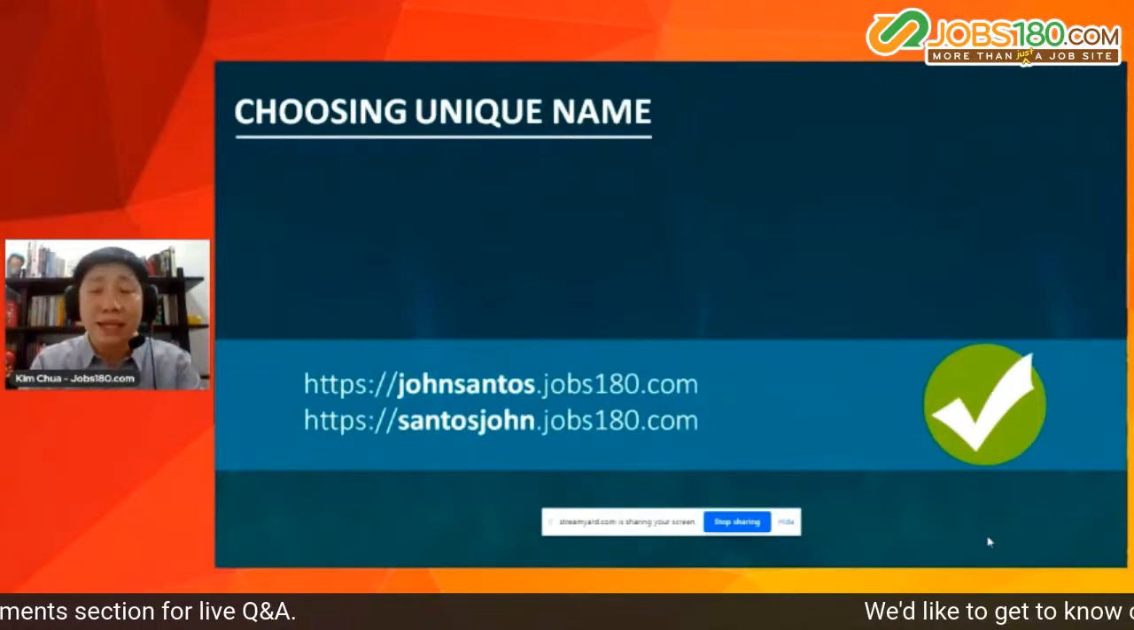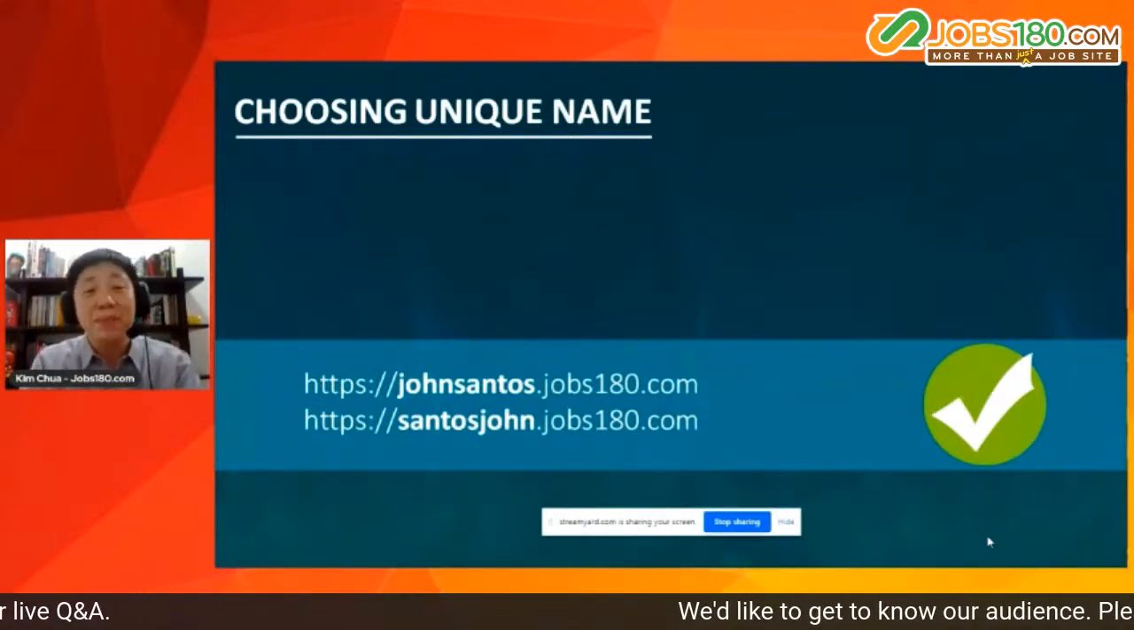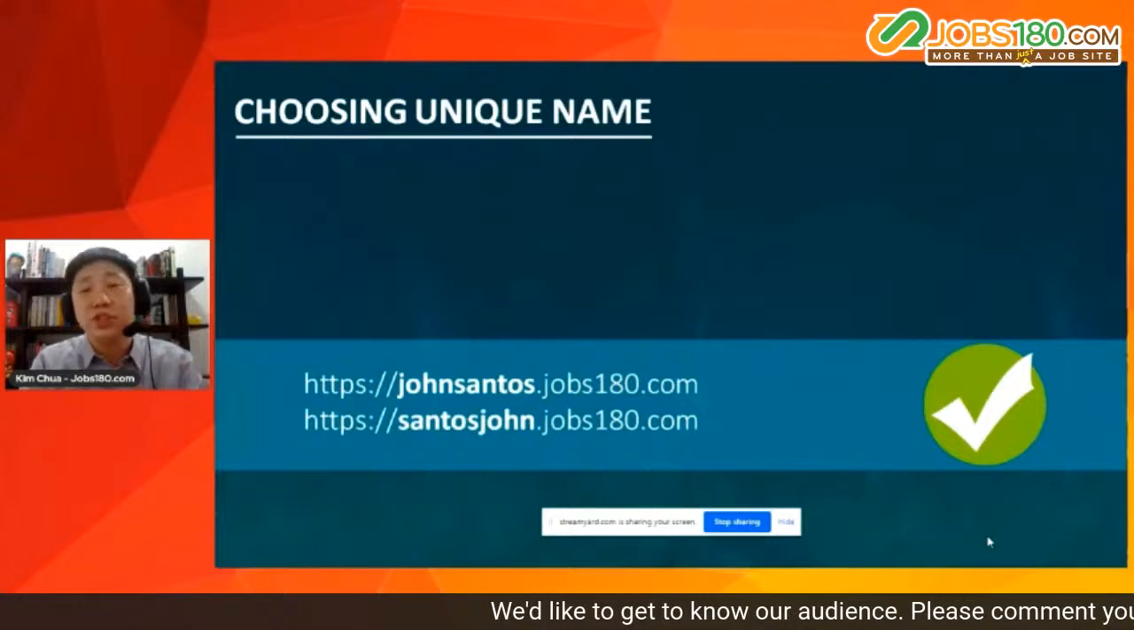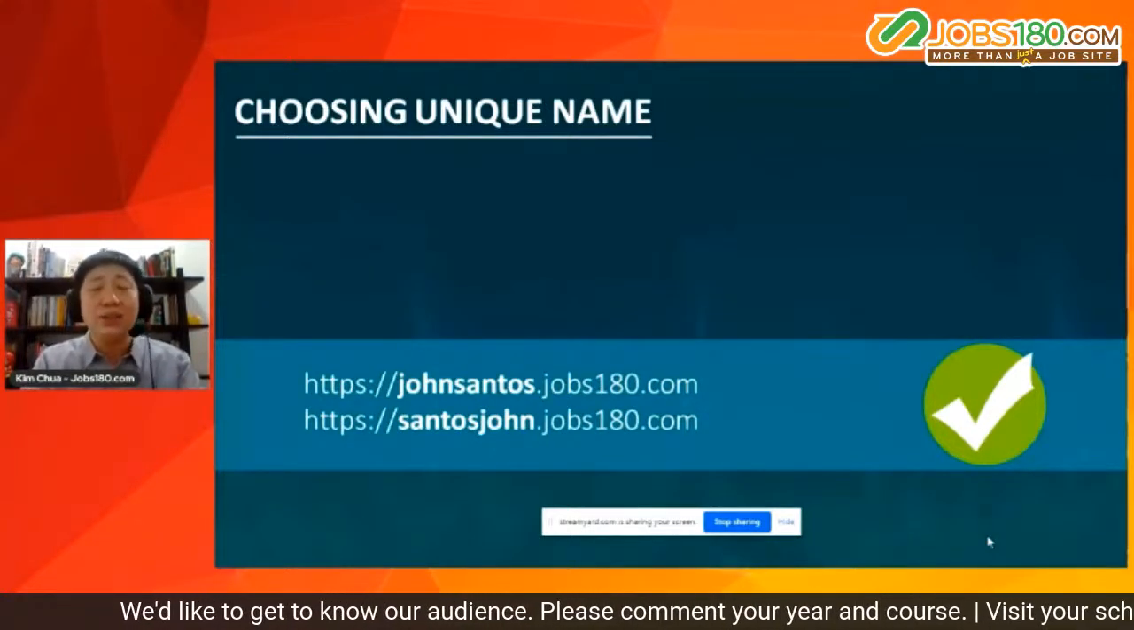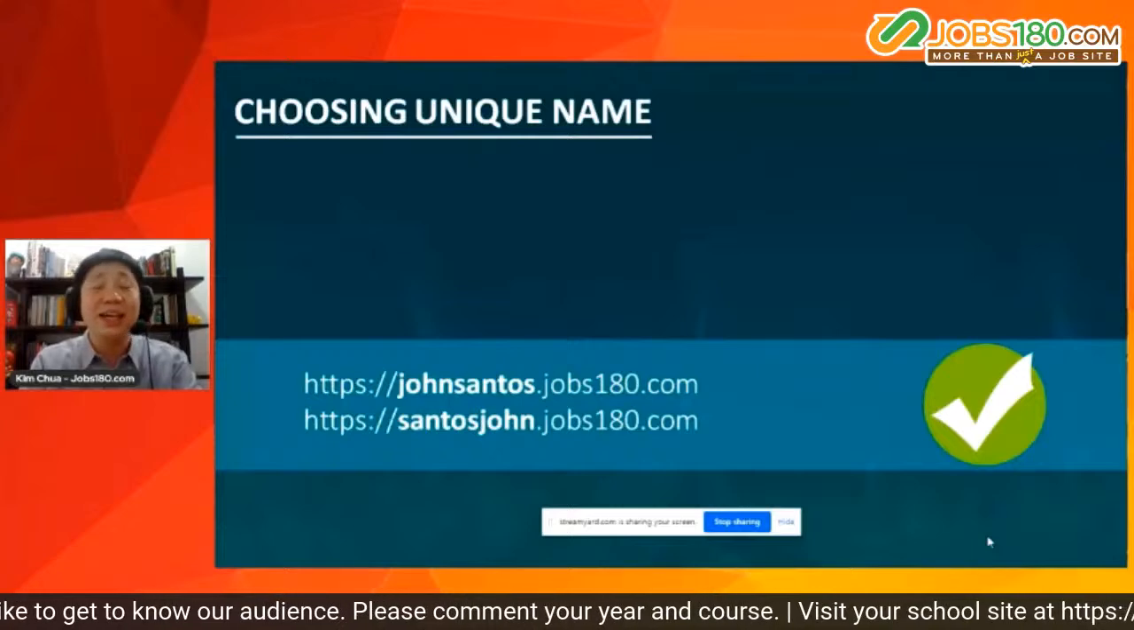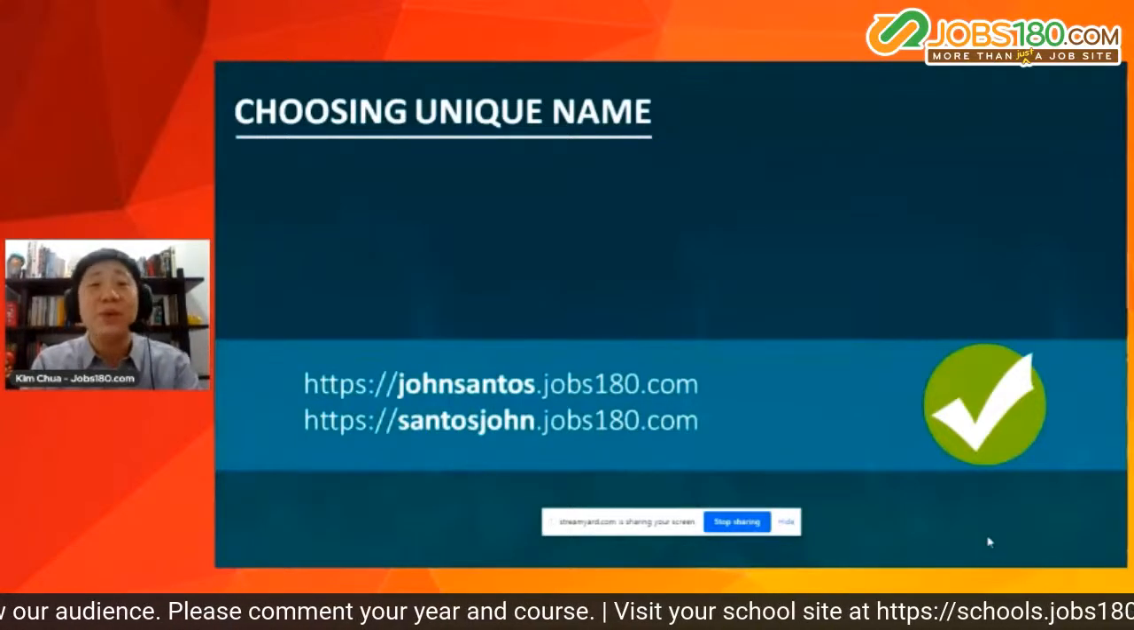Huwag kayong malungkot. Pag taken na, okay lang, just be creative. Pwede mo gawin, baliktarin mo. Gawin mo santosjohn.jobs180.com o kaya J Santos o kaya Santos J o kaya JS o kaya SJ. Depende kung ano gusto mo gawin. Basta importante, wala kang kapangalan.